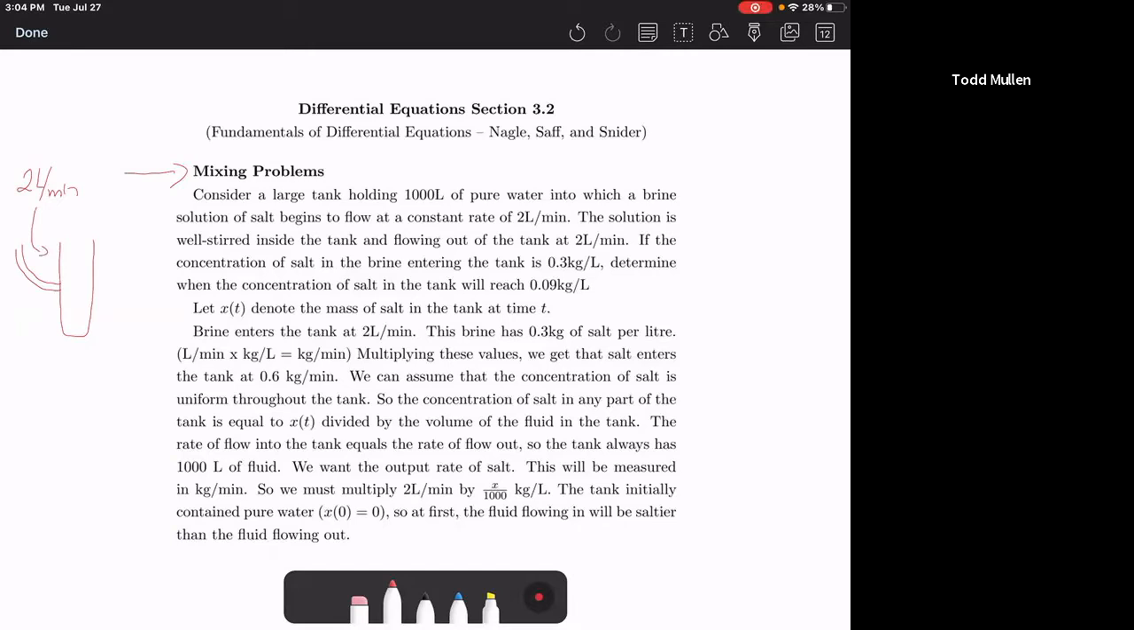If the concentration of salt in the brine entering the tank is 0.3 kilograms per liter, determine when the concentration of the salt in the tank will reach 0.09 kilograms per liter. What I failed to mention is that it is also flowing out of the tank at 2 liters per minute.